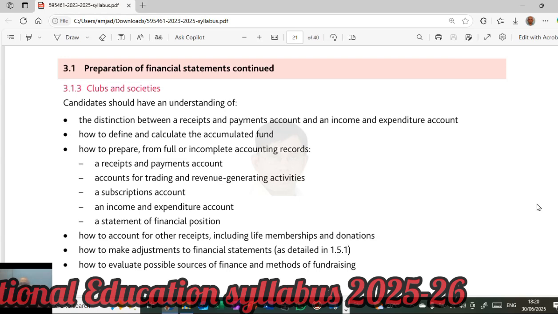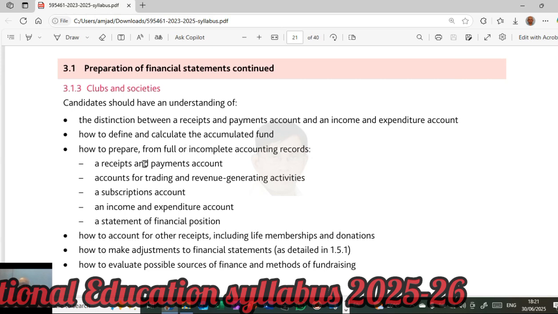So, dear friends, going a step ahead, preparation of financial statements, which is topic 3.1. So, we'll be discussing financial statements of clubs and societies. Candidates should have understanding of distinction between cash receipts and payments account and income and expenditure account. How to define and calculate the accumulated fund. How to prepare from full or incomplete accounting records. Okay, so they would have given full records as well, and they would have given incomplete records also.